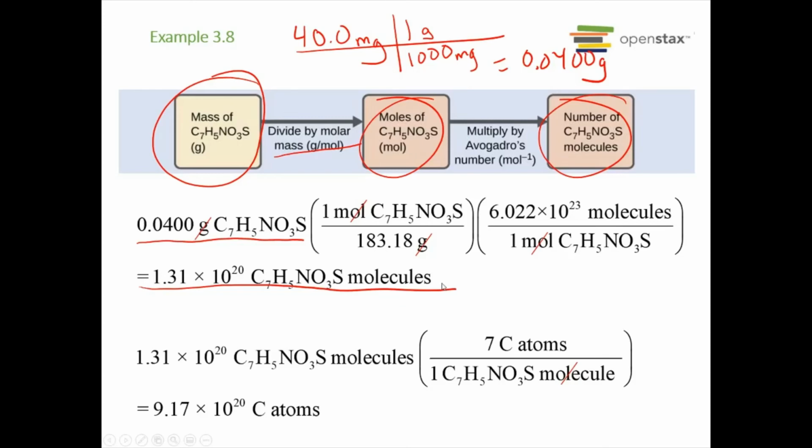But then the last part is it wanted to know how many carbon atoms there are in this number of molecules. And when you look at the formula, you see that there's C7. So that means there's 7 carbons for every 1 molecule. So we're going to take our number, multiply it times 7, and we get 9.17 times 10 to the 20th carbon atoms. So make sure you're paying attention to what the question is actually asking you.